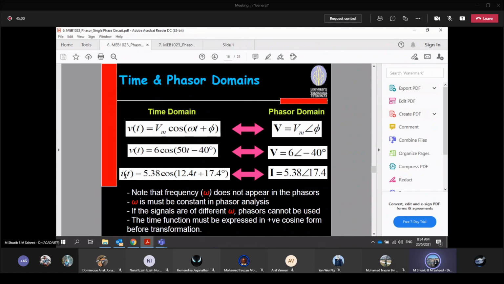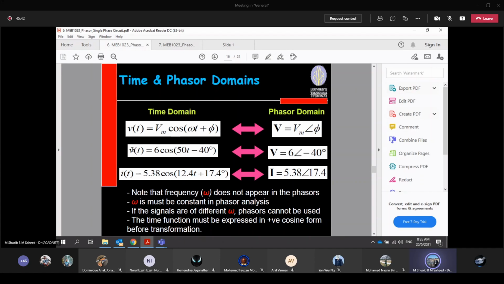Another example, a function of t: 5.38 cos(12.40 t plus 17.4 degree). If you want to express this in the phasor domain, it will be the amplitude 5.38, angle 17.4. The angular frequency omega does not appear in the phasor. Second, when you're doing the analysis for these values, the omega must be constant, must be the same.